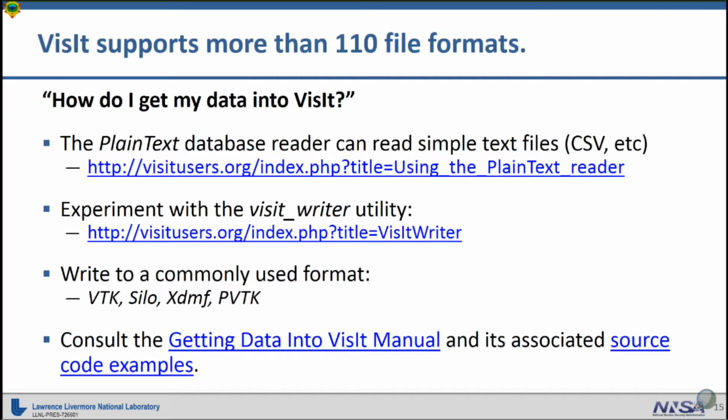We also have this VisIt writer utility. This is C source code, and you can just include that into the source code of your simulation code and then make calls to it. And this allows you to write data that VisIt can read without introducing any third-party library dependencies or having to deal with a complicated build system. You just add that to your code and make calls to it, and it's very generic code, so it should run on all platforms.